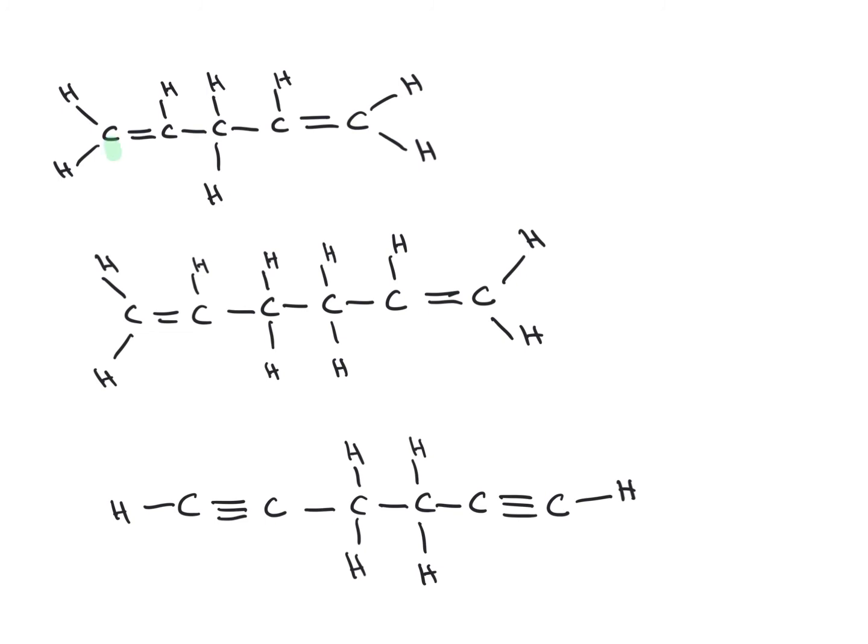Okay, 1, 2, 3, 4, 5. So carbon number 1 and 4, we encounter the double bond. And we have 5 carbons. If we had only 1 double bond, it would be pentene, but we have 2 double bonds. So it would be 1,4-pentadiene.